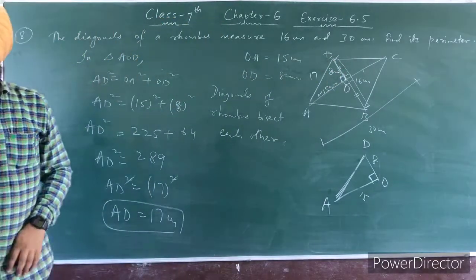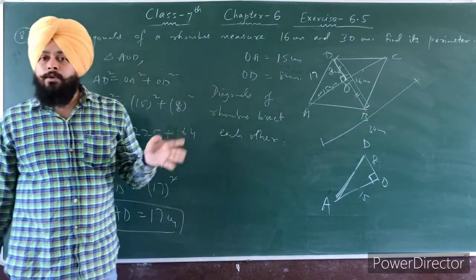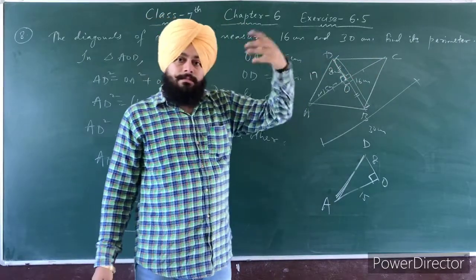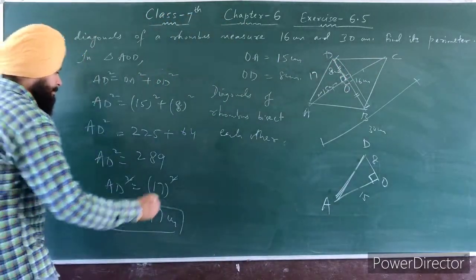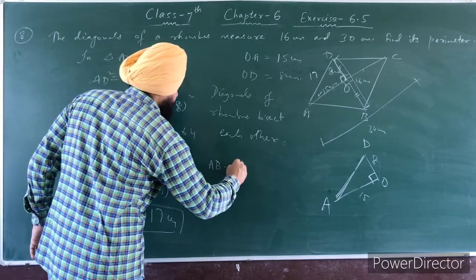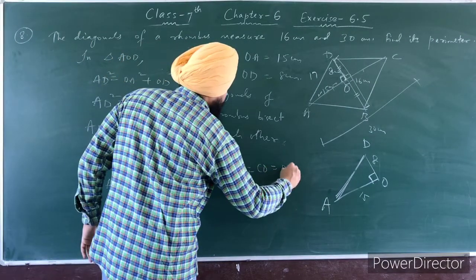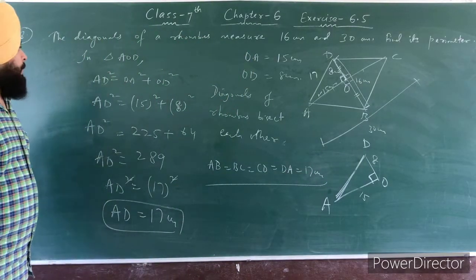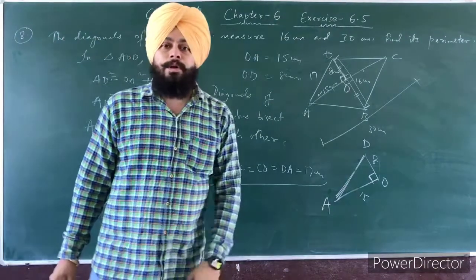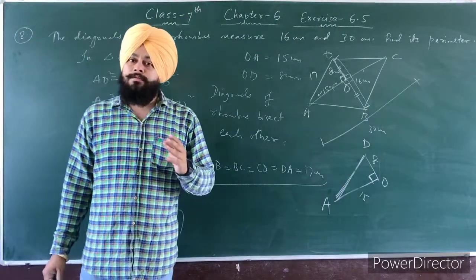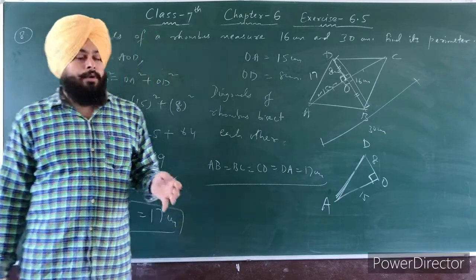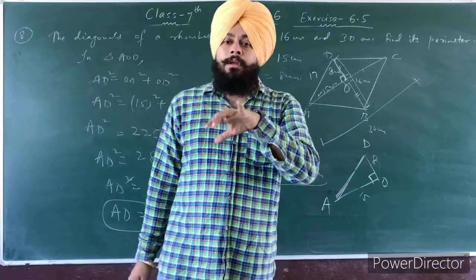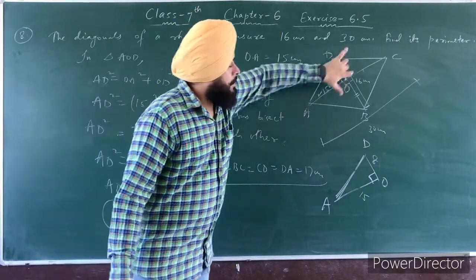And we know that in a rhombus all of its sides are equal also. It means AB, BC, CD equal to DA, of the same measure, that is 17. So you can write here AB equal to BC equal to CD equal to DA. All of them are equal length. So we have to find what? We have to find its perimeter. So what is the perimeter of a rhombus? 4 multiply side. The formula is the same as the perimeter of a square, because in a square all sides are also equal, and like that in the rhombus all sides are the same.